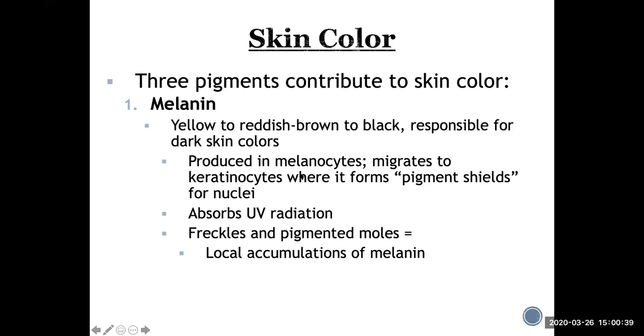And then that melanin that's produced moves to these keratin-producing cells, the keratinocytes, and together they form what are called pigment shields for the nuclei of all the cells that they are nearby to. So the important function of melanin really is to absorb UV radiation, okay? So melanin actually helps you to fight against UV radiation.